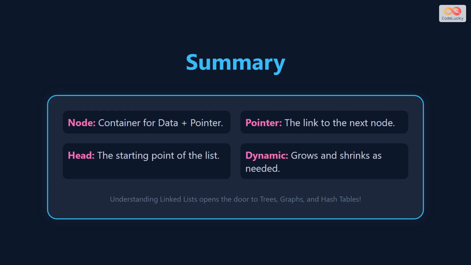To recap, a linked list is a chain of nodes, where each node contains data and a pointer. The head tells us where to start, and null tells us where to stop. This dynamic structure is crucial for many advanced topics like trees and graphs, making it an essential tool in your coding toolkit.